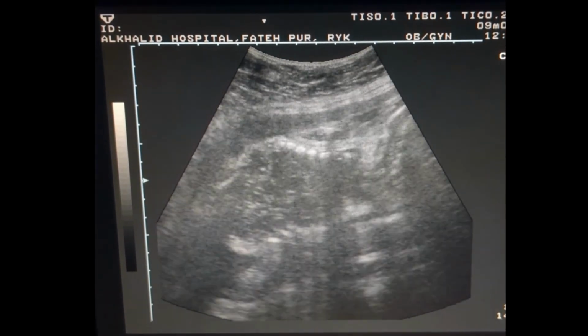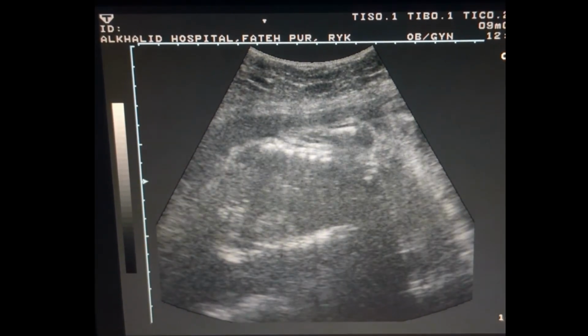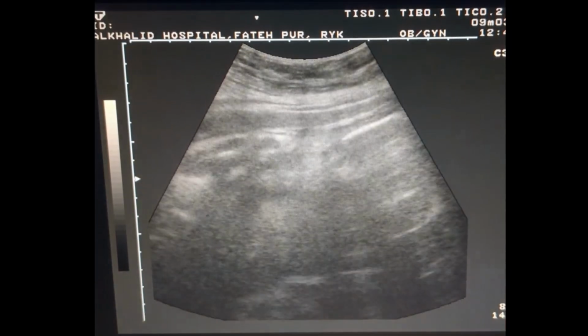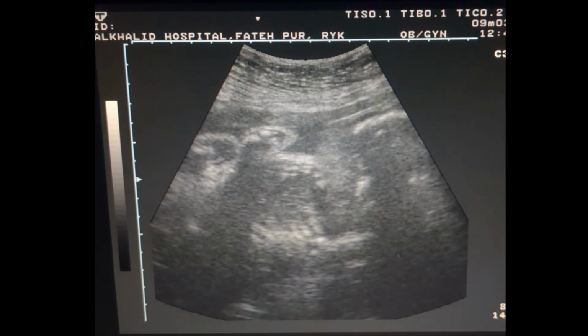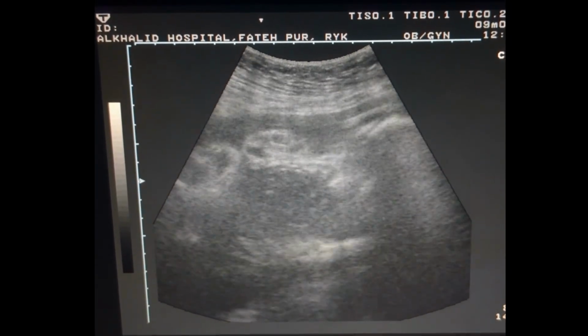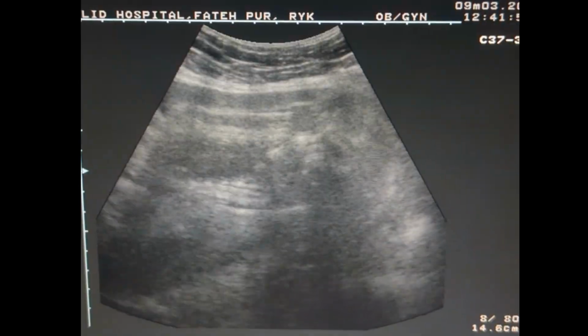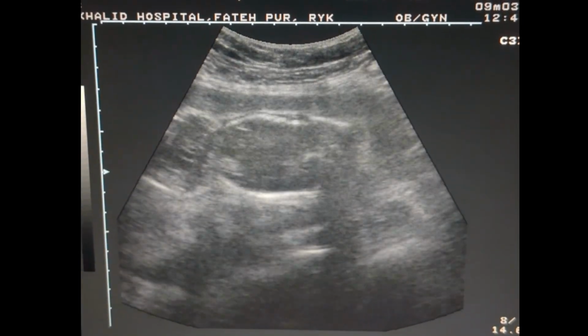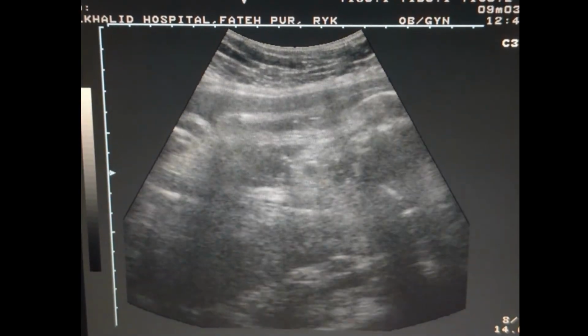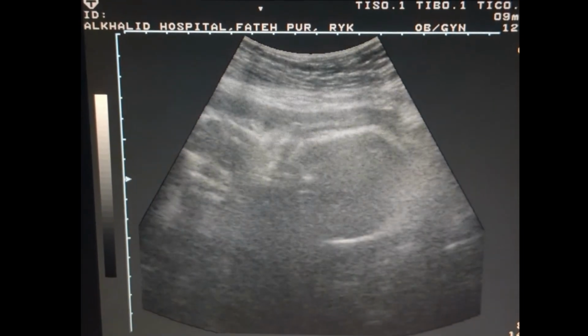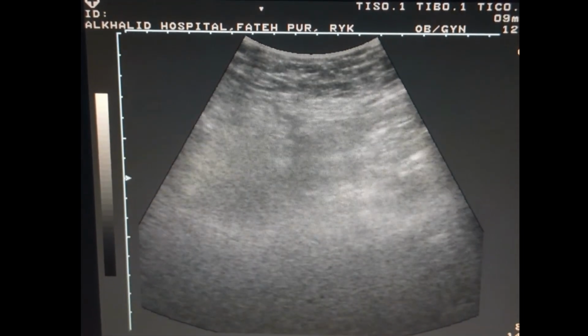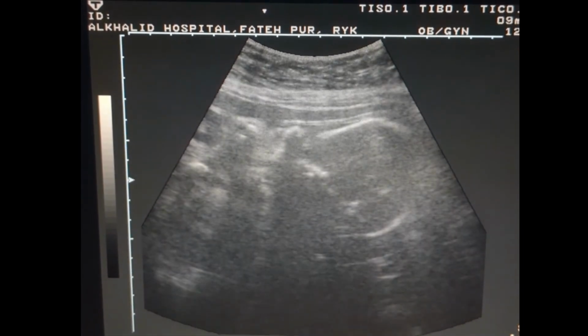Let's see the fetal heart from another view. The same result: no fetal movement, fetal cardiac activity not seen. This is the case of intrauterine fetal death.